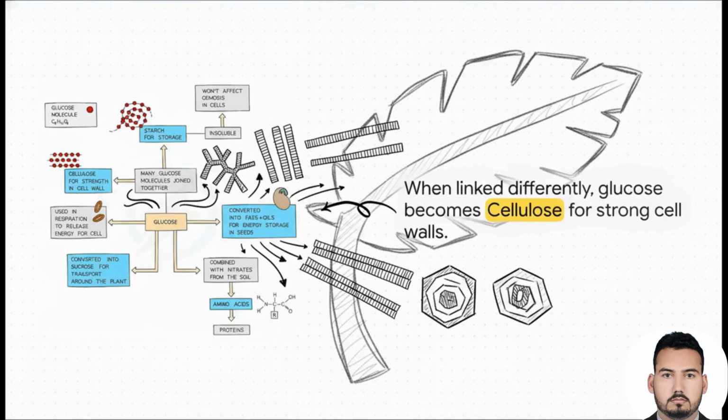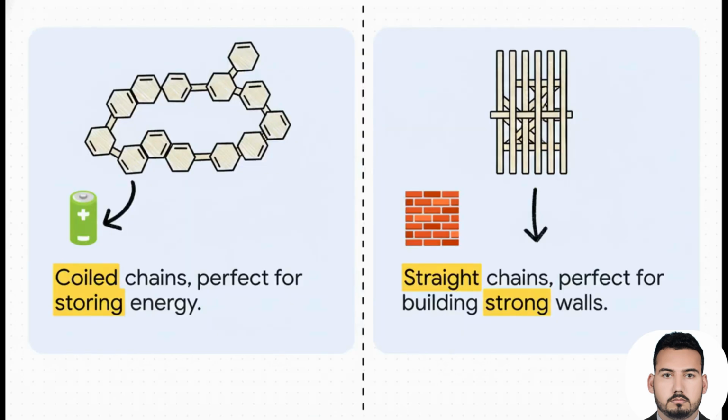Let's head back to our map. See this other path branching off? The plant takes the exact same glucose molecules, but this time it just links them together in a slightly different pattern. And the result is something completely new, cellulose. This is the tough, stringy stuff that builds cell walls and gives a tree all of its strength. And this is where it gets so cool.